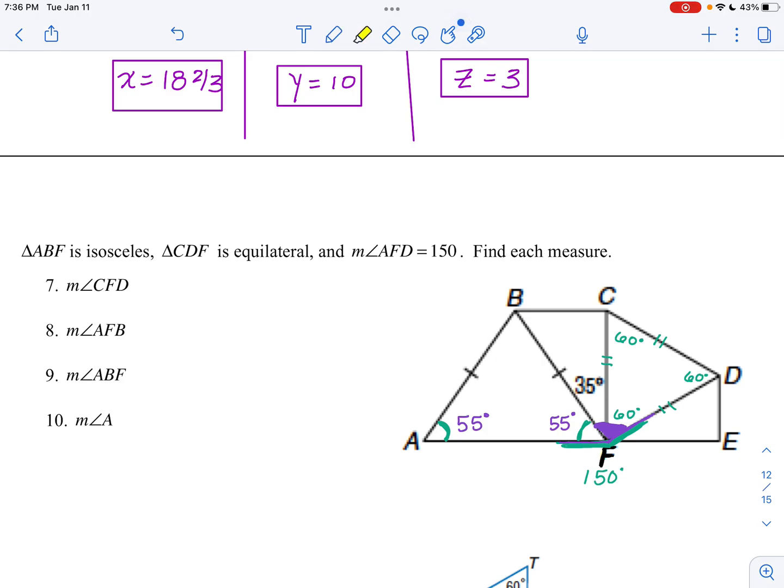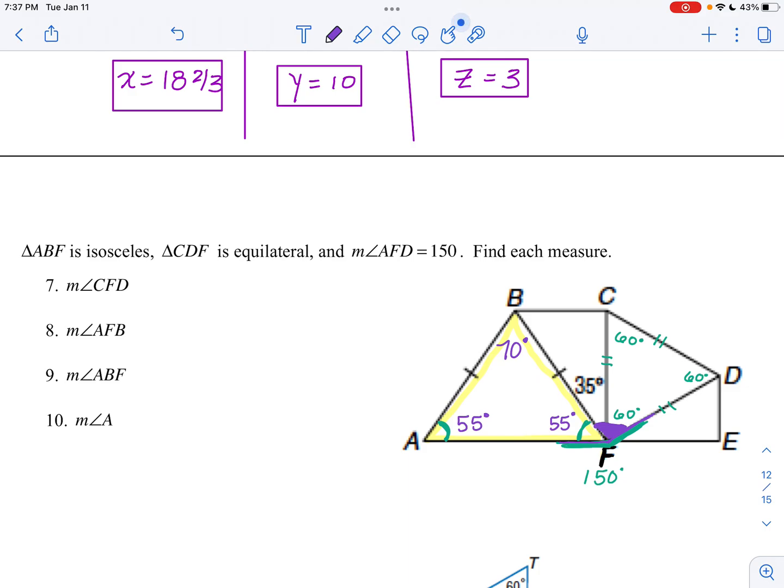And then if I focus in on triangle ABF on the left side here, it has a total of 180 degrees. We've already used up 55 and 55. So 180 minus 55 minus 55 means that we have 70 degrees left for angle ABF. I believe we have enough information to answer all the actual questions.